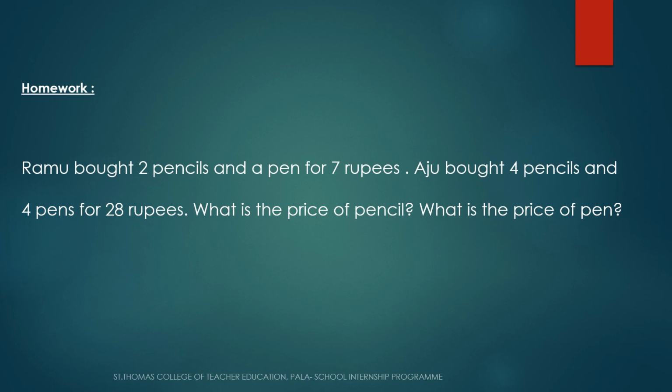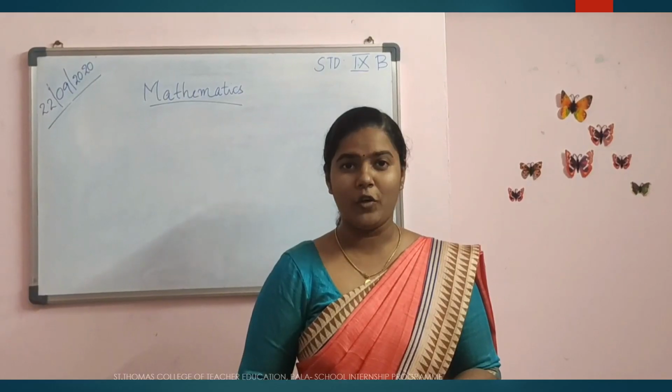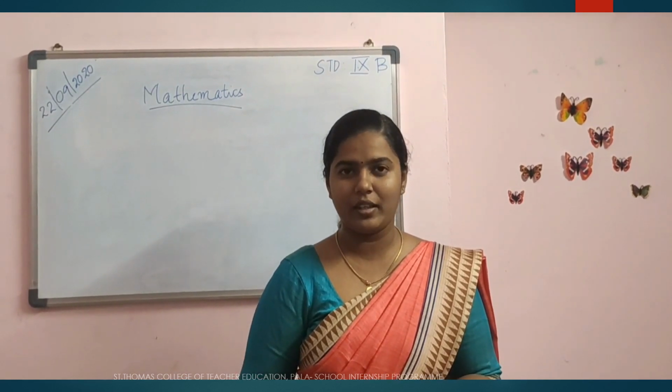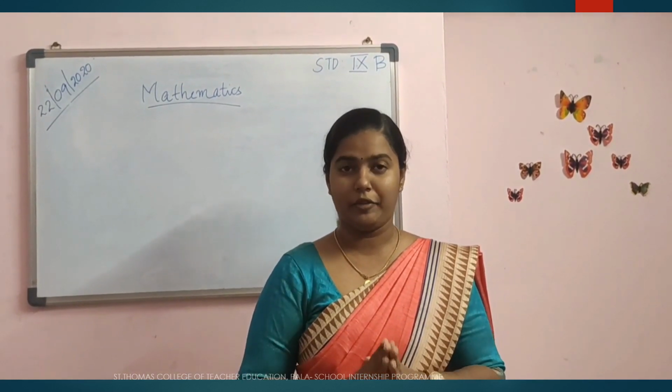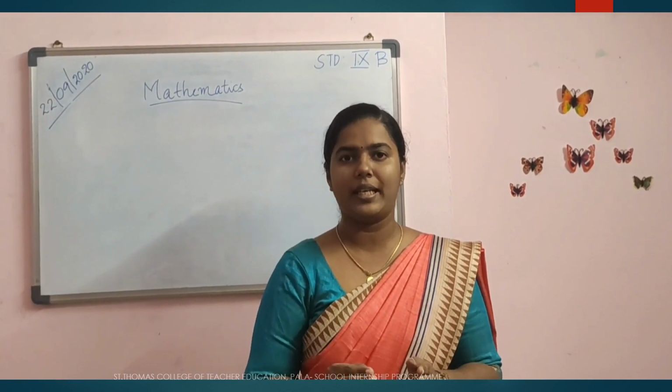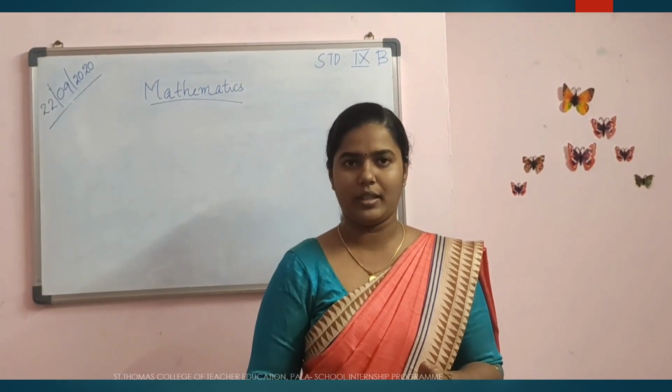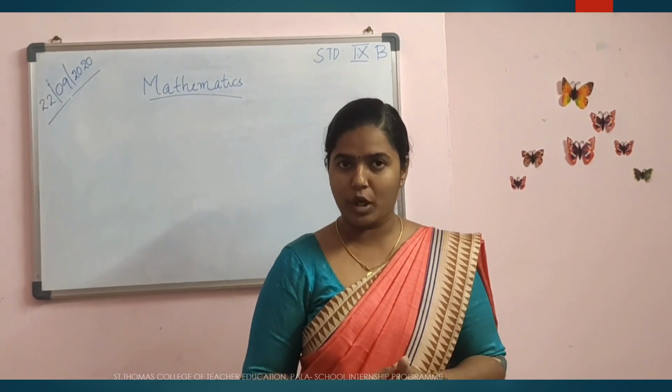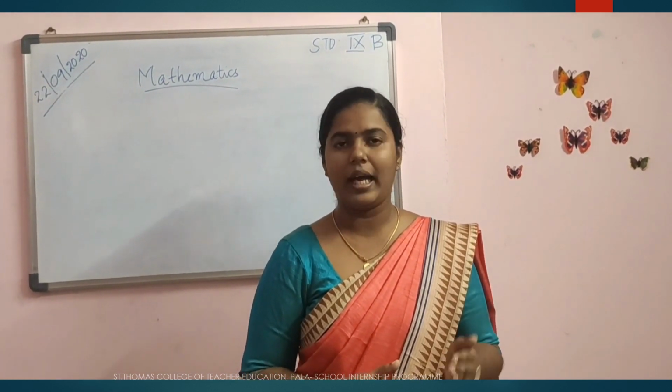Here is your homework question. Write it down and do it by yourself. So, in this class, what have we learned? We learned if you have two equations, we can make the coefficient of one of the letters the same and then solve it very easily. So, go through the problems once again, do the homework and come back.